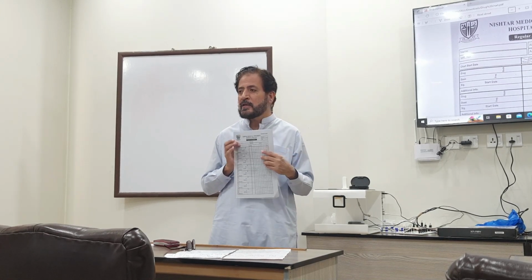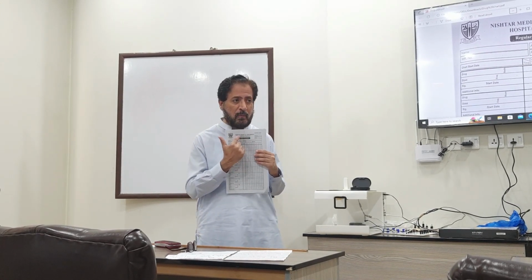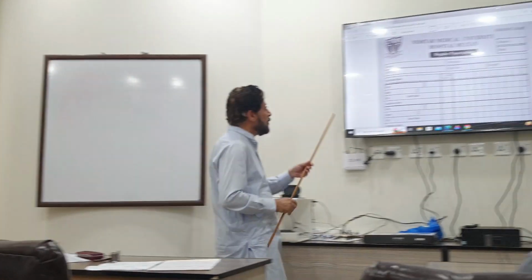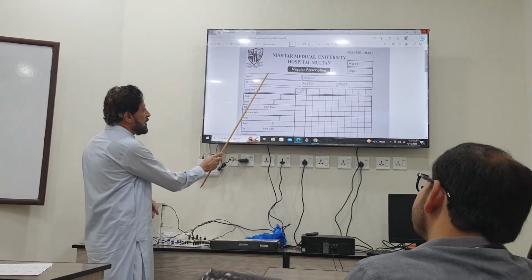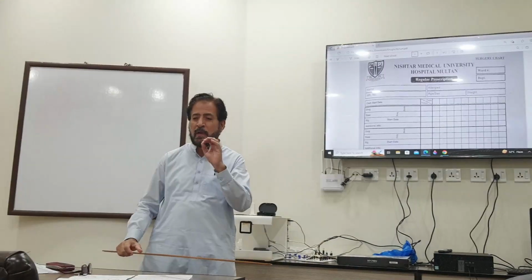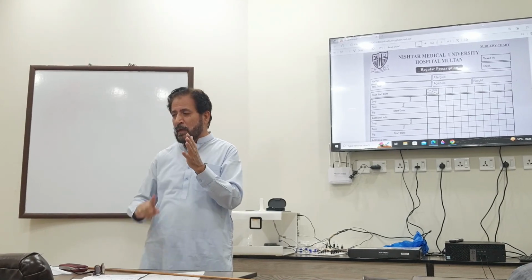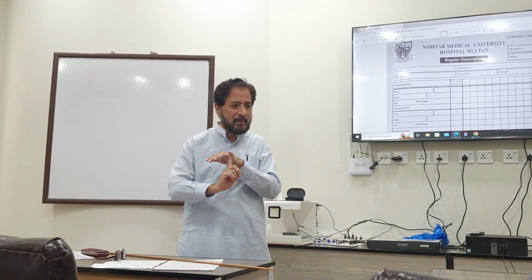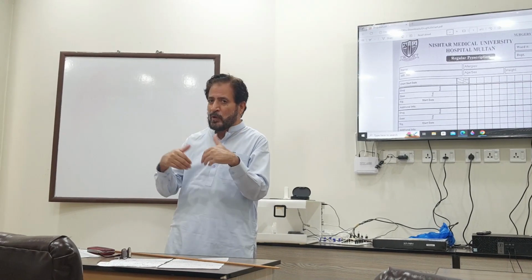So each drug cardex has a section, a column at the very top, as you can see there. It has a column where it tells the patient's name, MR number, age and sex. So these are the three absolute minimum parameters that you confirm. That patient is Muhammad Aslam. He is a 43-year-old male.